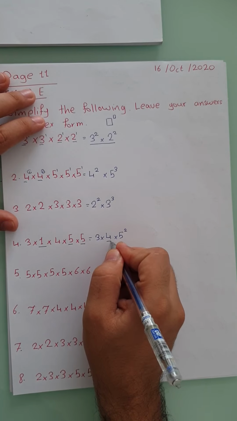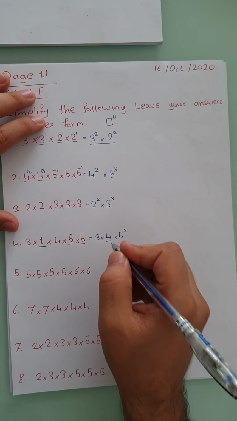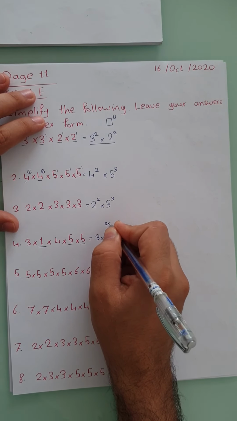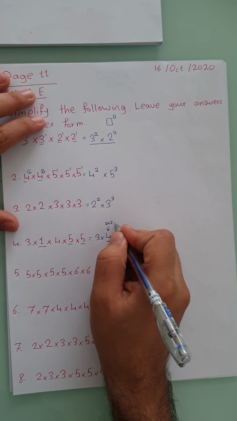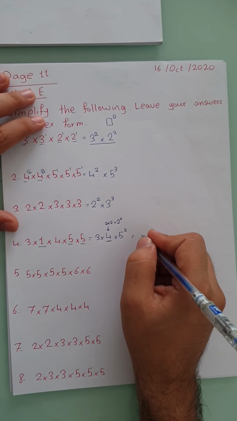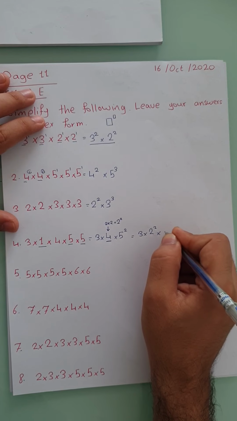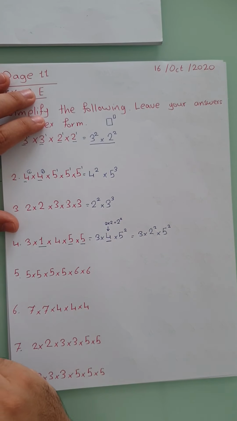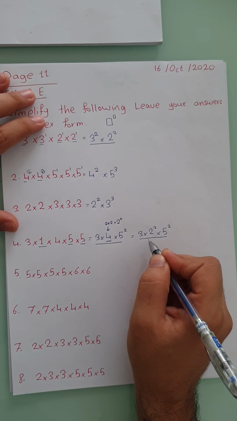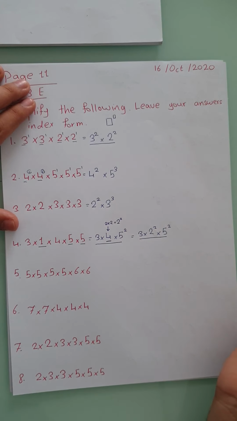However, you can change this 4 into the index form. How? 4 is actually what? It is actually 2 times 2. And if it's 2 times 2, that means it's what? 2 to the power of 2. So your answer could be 3 times 2 to the power of 2 times 5 to the power of 2. You can answer it this way, but this is the most proper way because you're changing 4 into the index form.